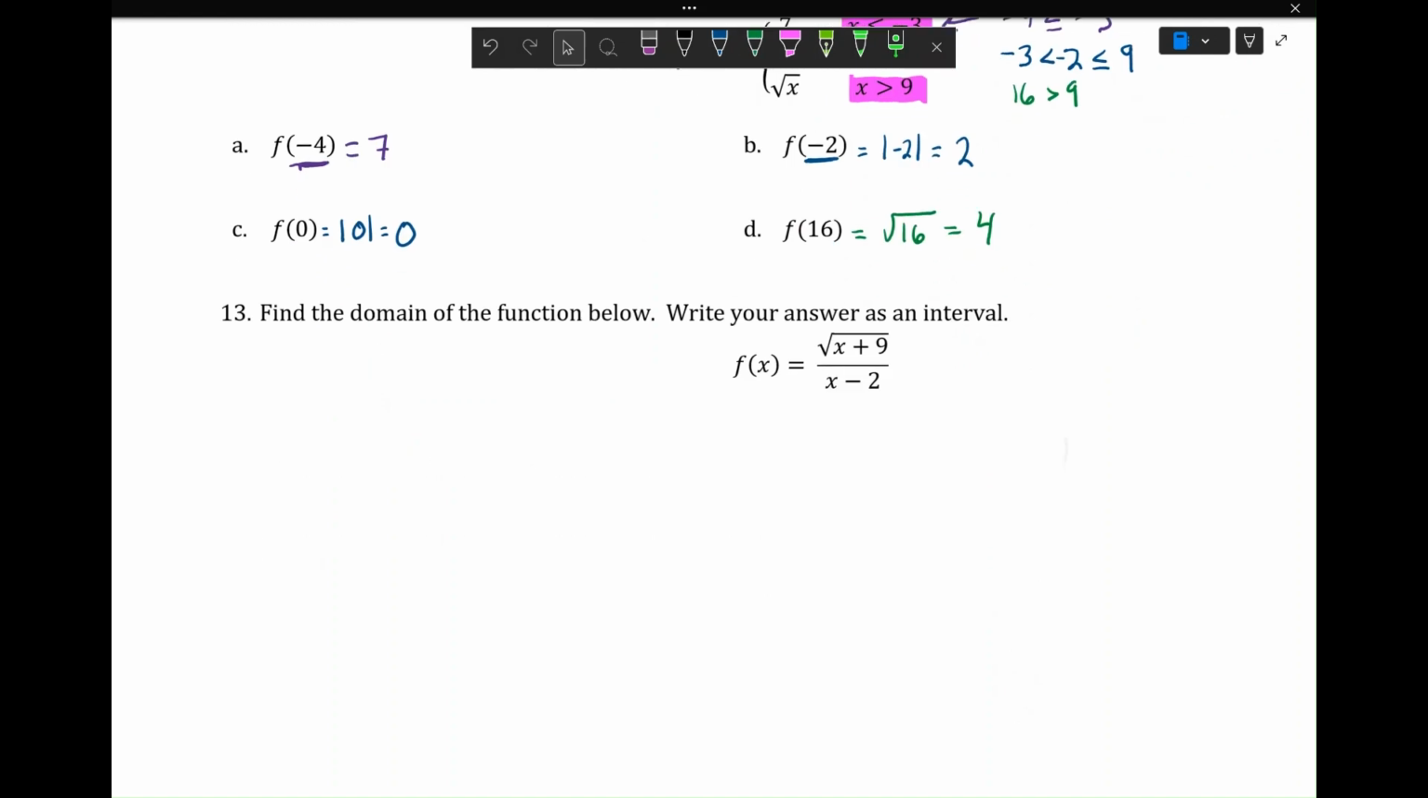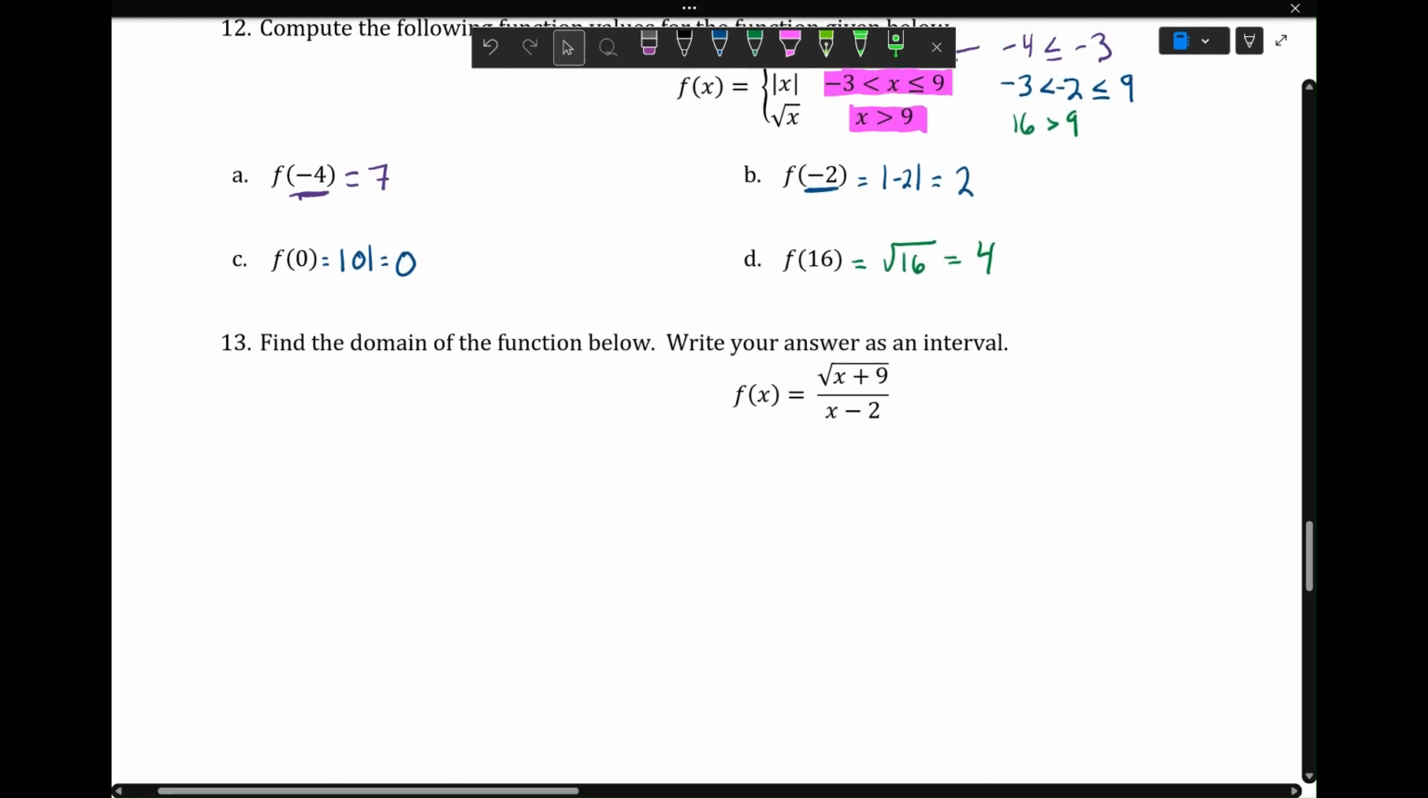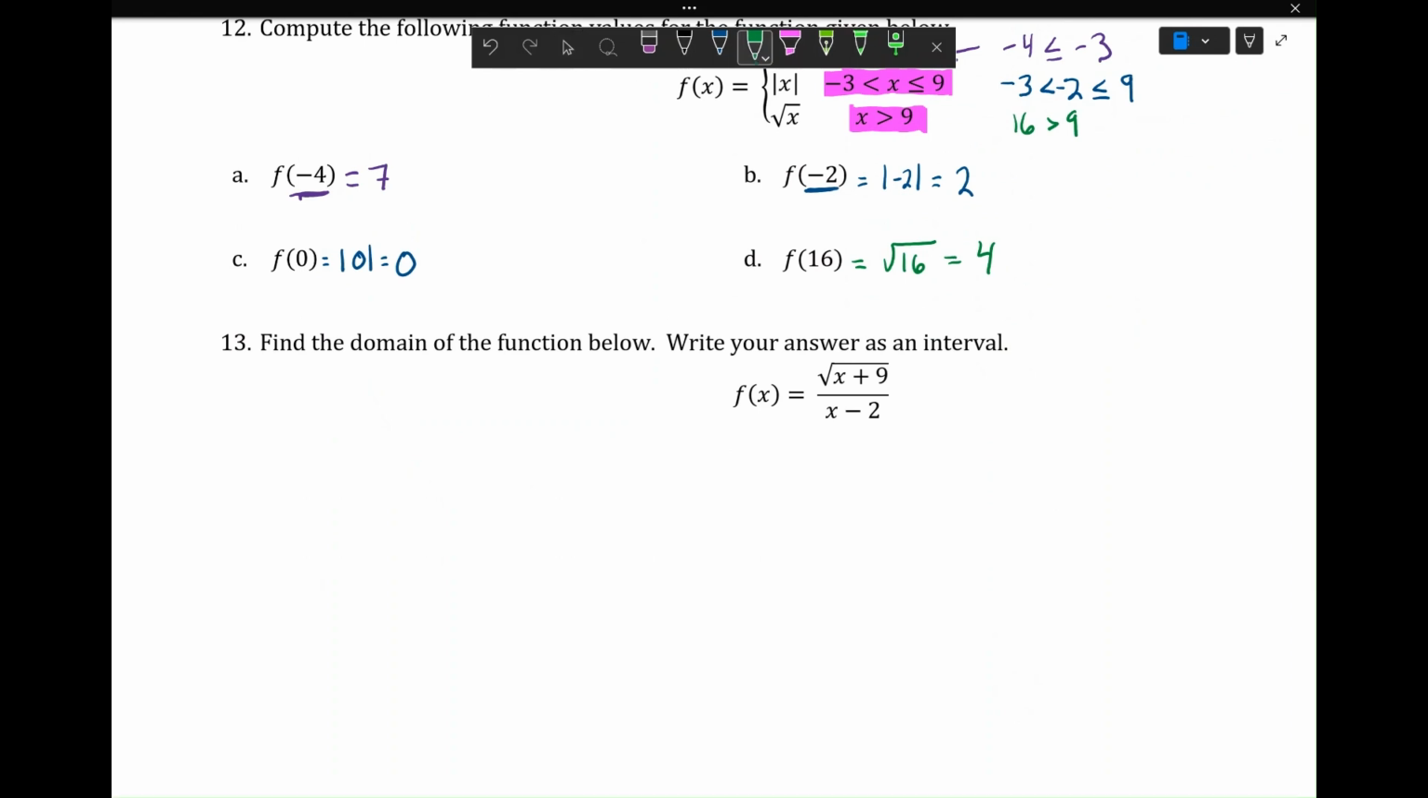Now, let's look at the domain of kind of a crazy function. We have two major issues here. Let's deal with them one at a time. So my first issue is a square root. You may remember from before that we need the numerator, the stuff inside the square root, to always be greater than or equal to 0. Well, this one's not too bad. I can subtract 9 from both sides. And I get that I need x to be greater than or equal to negative 9. Now let's talk about the denominator.